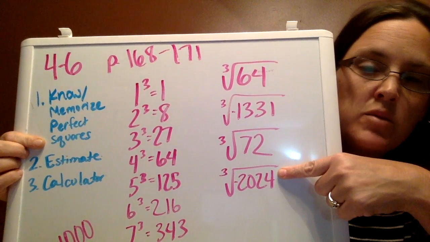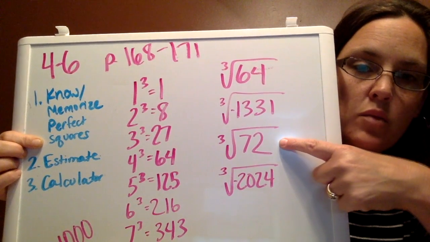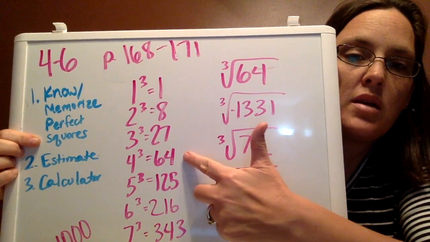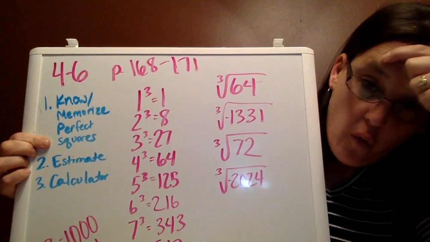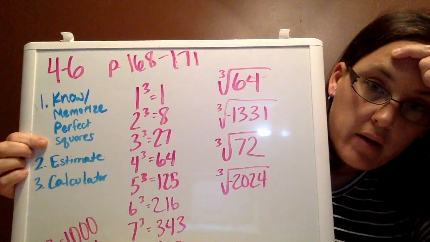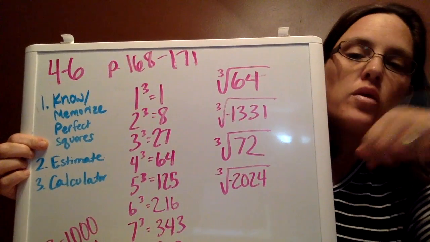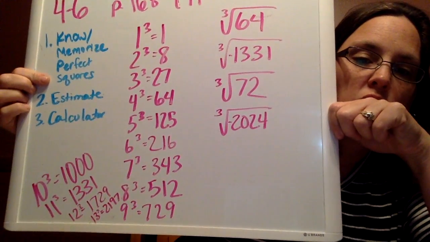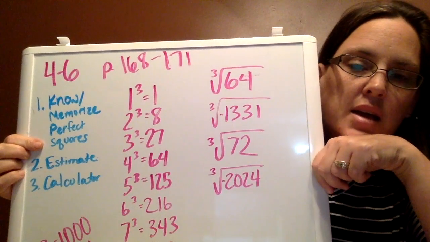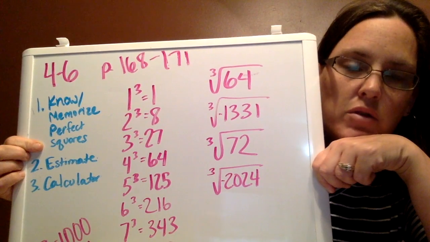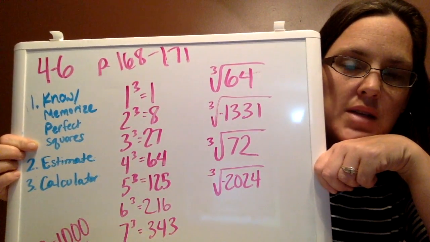For the next two examples right here, those are not perfect cubes, so we're going to go ahead and estimate them just like we did the perfect squares. 72 is somewhere right between 4 and 5, so you can estimate that as 4 or 5. No, closer to 4. And then the cube root of negative 2024, if you look there, it's close to 13. And since it's negative 2024, it will be negative 13. So hopefully that's enough information to get you started on 4-6. Good luck.